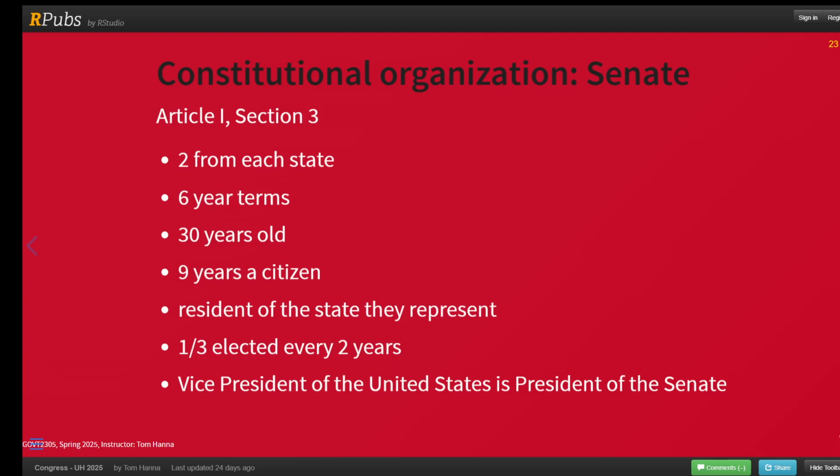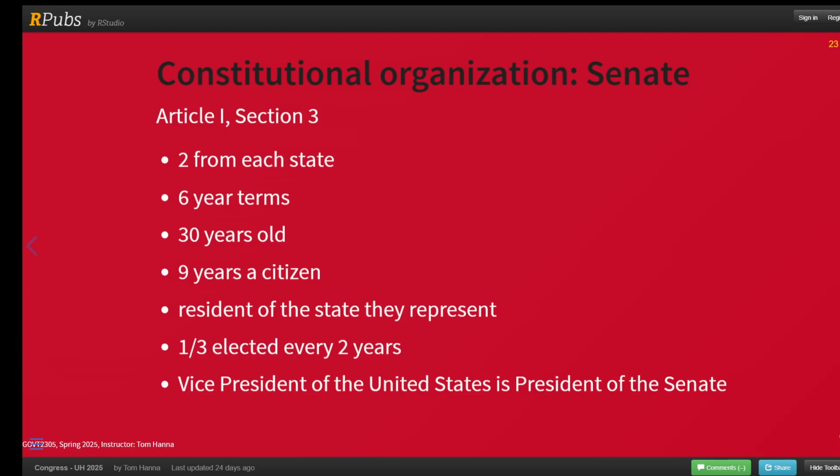And the Vice President of the United States is the President of the Senate, which is the only constitutional power of the Vice President. The only thing the Vice President of the United States can do under the Constitution as a power is preside over the Senate.